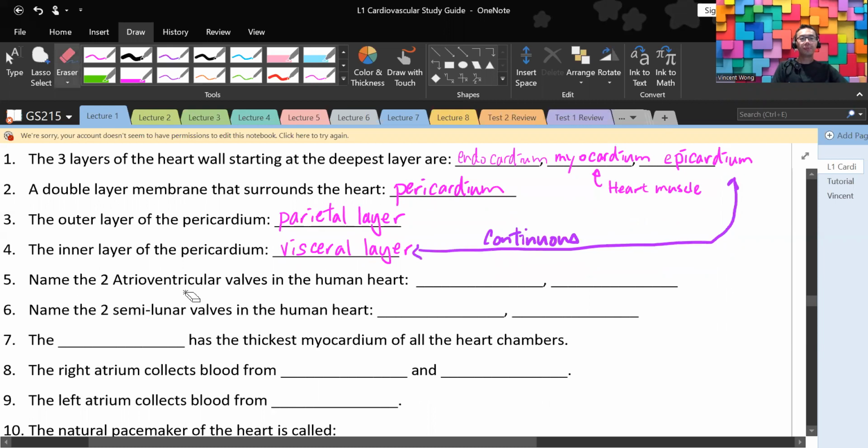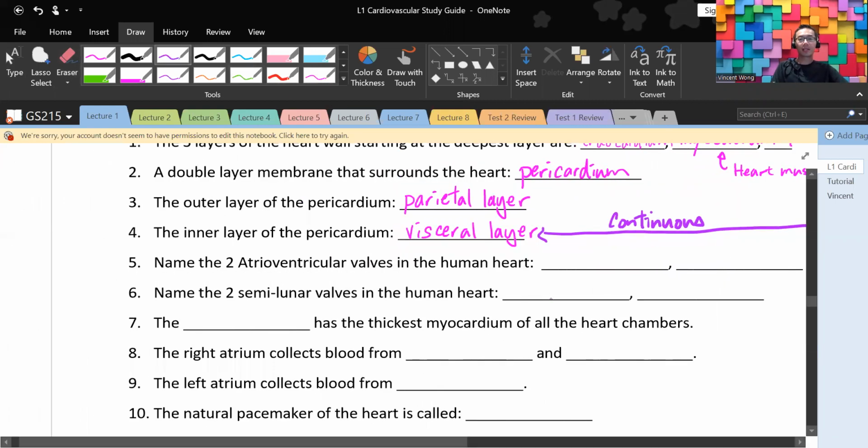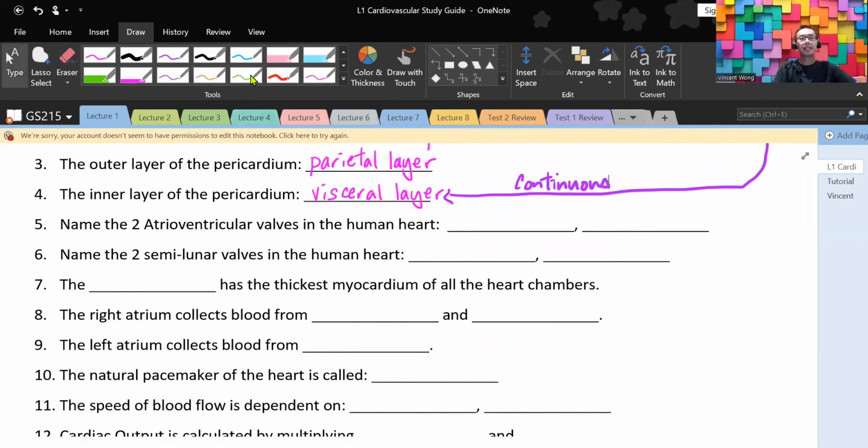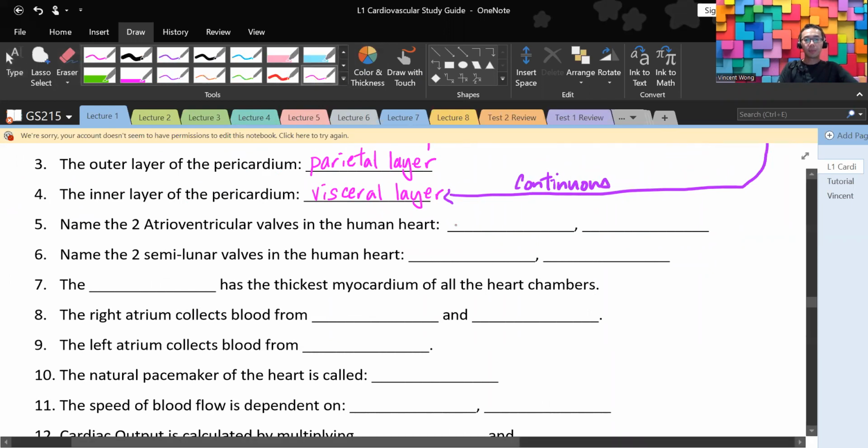Name two atrioventricular valves in the human heart. You should know this by now, right? We've done this many times already today. And the answers would be the tricuspid valve on the right side and the bicuspid on the left side. Name two semilunar valves. We have the pulmonary and we have the aortic.